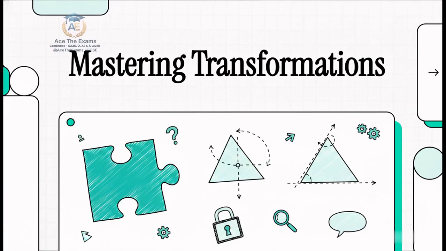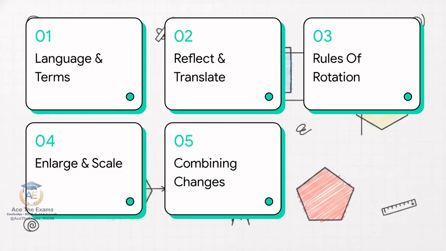We are pulling directly from the source material to lock down the exact rules, the precise vocabulary you need, and those hidden traps that trip up so many students. Get ready to master transformations once and for all. So, here is our roadmap for today. We'll start with the language of transformations, move into reflections and translations, break down the rules of rotation, tackle enlargements and scale factors, and finally, wrap up with describing and combining transformations.